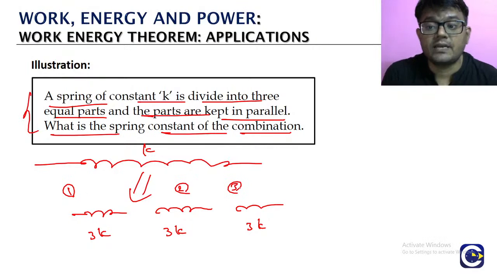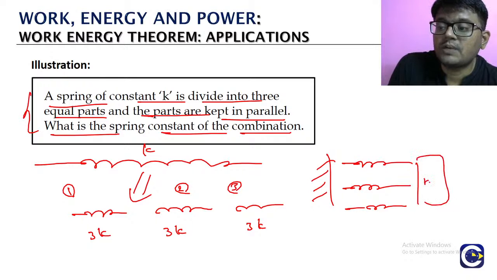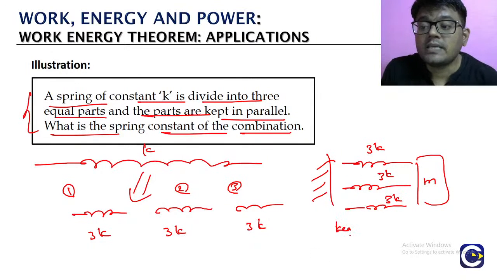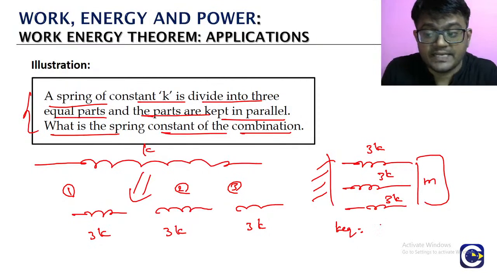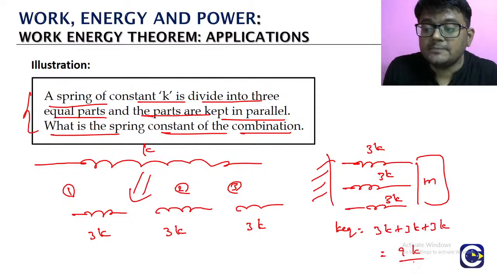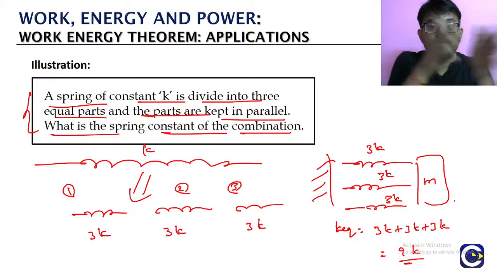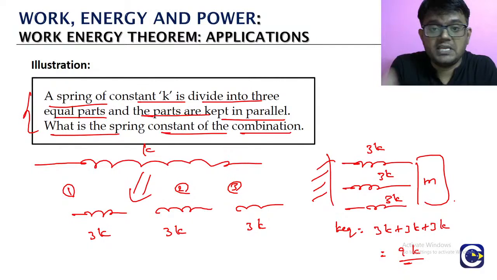Now we are not stopping here. We are now keeping this combination in parallel, the way we do. This is how we connect them in parallel. Each of them has a spring constant of 3K. What is the overall K equivalent? Parallel means K equivalent is K1 plus K2 plus K3, which means 3K plus 3K plus 3K. Totally, 9K will come. So if you cut this spring into 3 equal parts, each of these parts will have 3K, 3K, 3K.